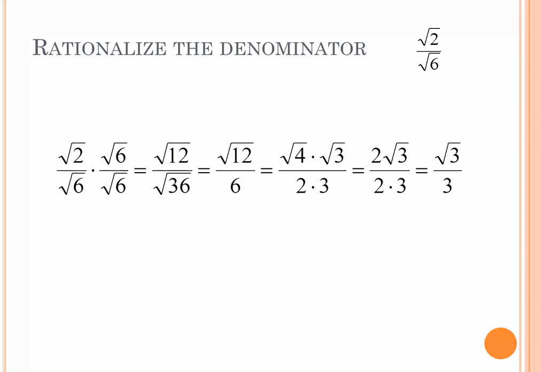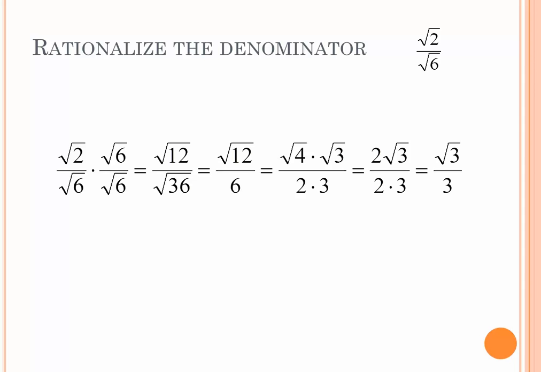Let's do the same with the square root of 2 divided by the square root of 6. We're going to again multiply by 1 in the form of the square root of 6 divided by the square root of 6. In the numerator, we get the square root of 12 divided by the square root of 36 in the denominator. The square root of 36 is just 6.